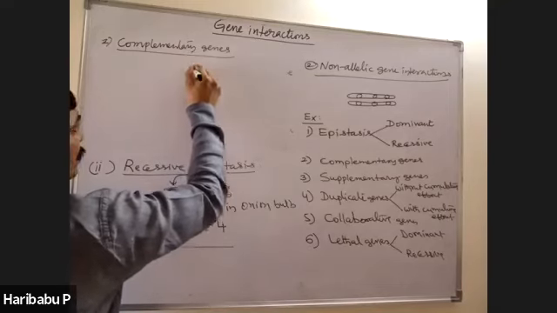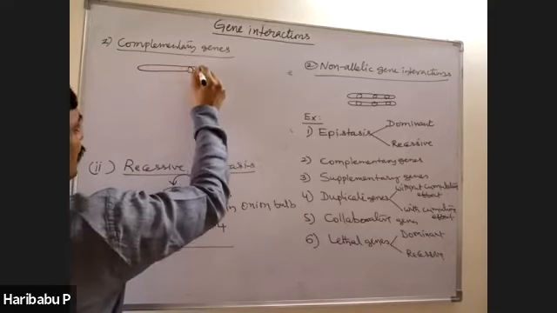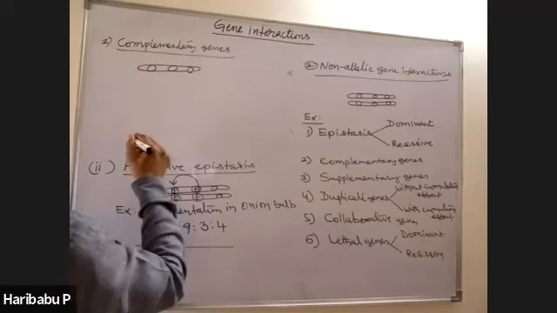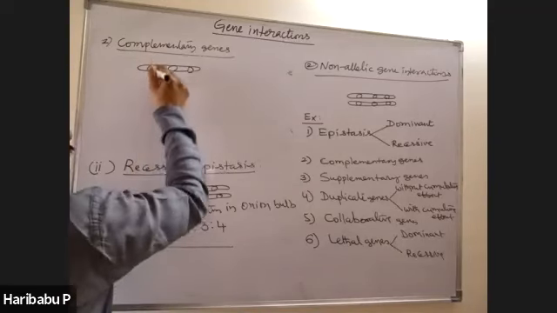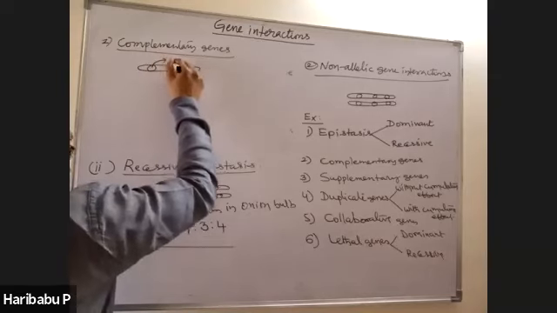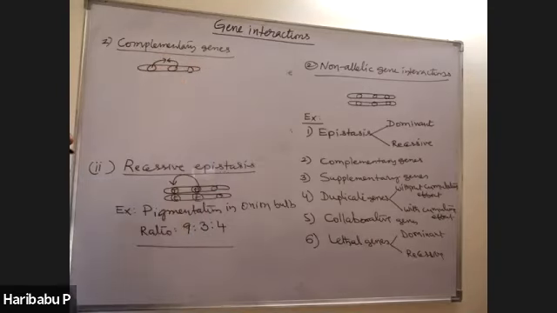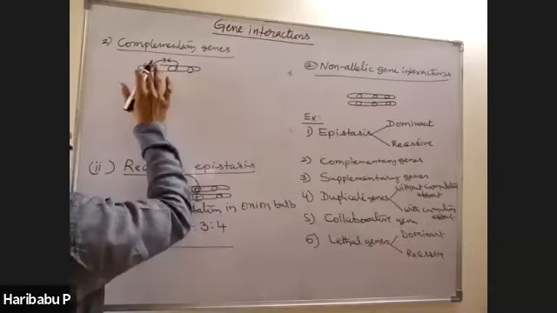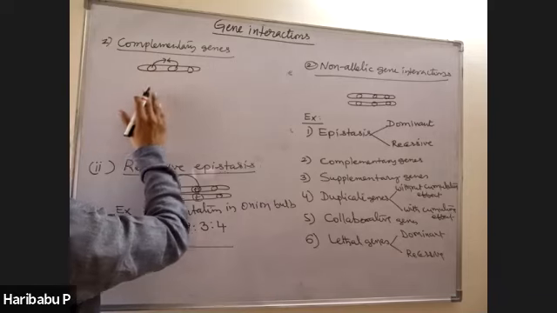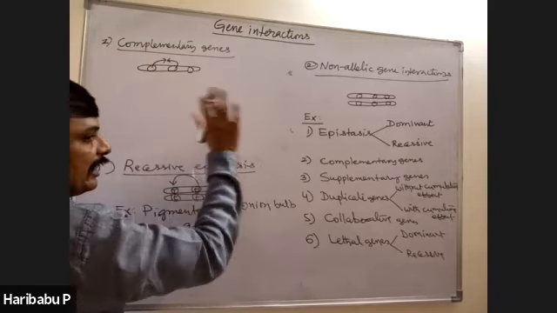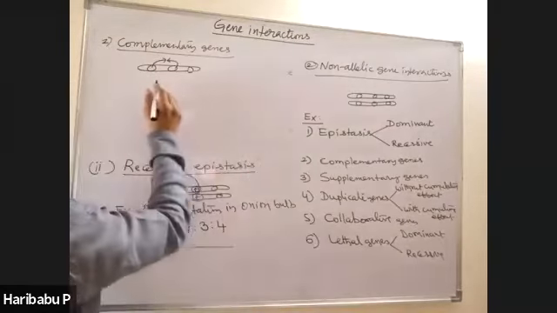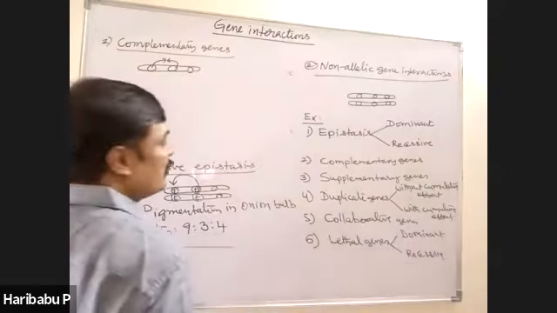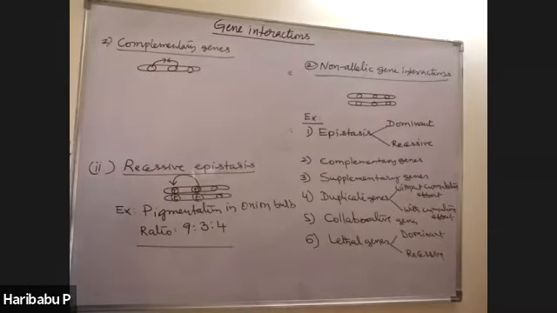See here, this is a chromosome. Here one dominant gene is there. Here the other dominant gene is there. This gene interacts with this gene and produces a new phenotype. Either this one independently or this one independently cannot produce that character. Only the interaction of the two dominant genes produces a character, then it is called complementary gene.